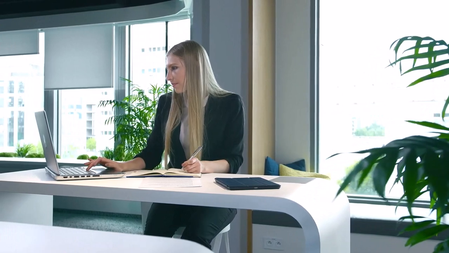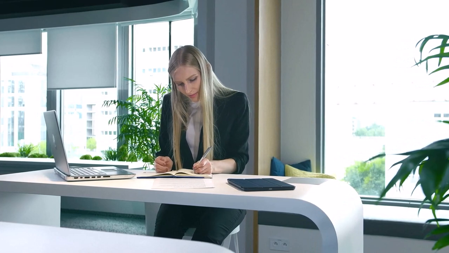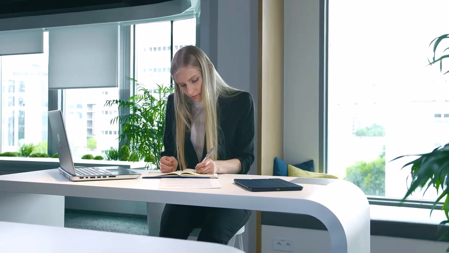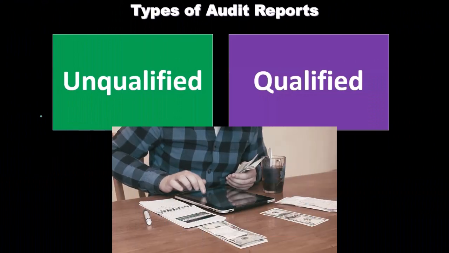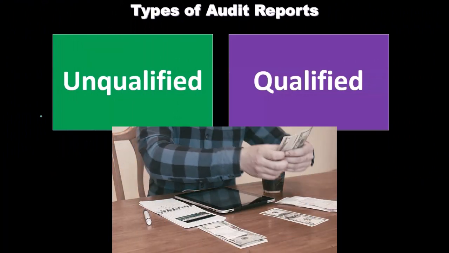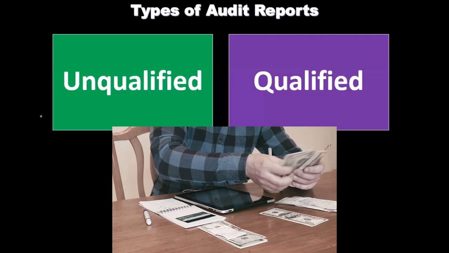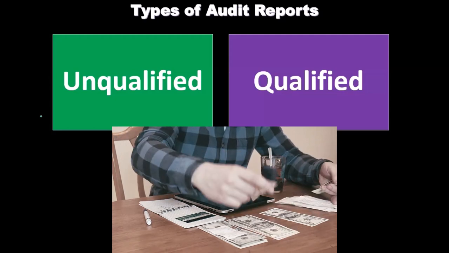Because it sounds like to me something like someone was unqualified for something, like you didn't qualify for the race or something like that. But you want to think of unqualified as meaning that it doesn't have any qualifications to the opinion that the financial statements are indeed in accordance with generally accepted accounting principles as they should be. So there's no qualifications.